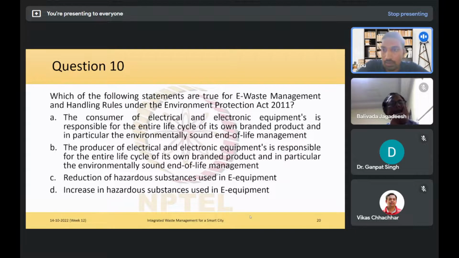We have one option as B. Another answer as well for B. One answer as A. Both B and C. Again B. Everyone agrees with option B. What about C and D?